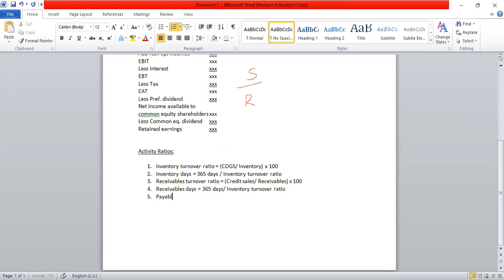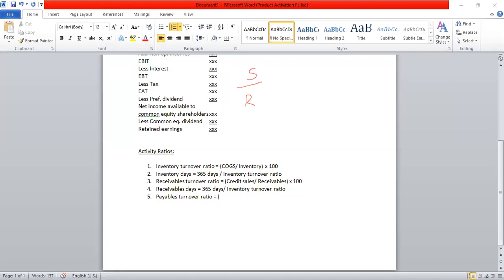Then we have payables. Who are payables? Now you should be able to tell. What are payables? The term payables, what do you mean by payable to someone, but on account of what? The opposite meaning, no? So just mention that. That's it. Credit purchases. Simple.